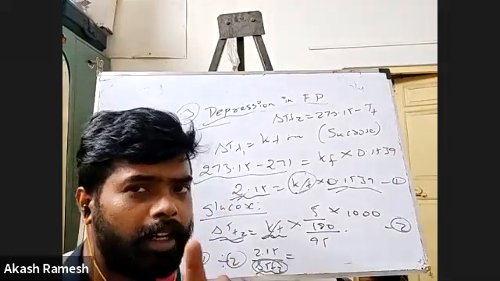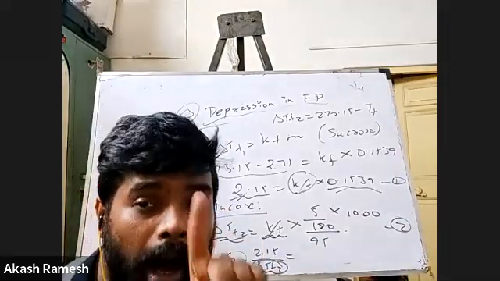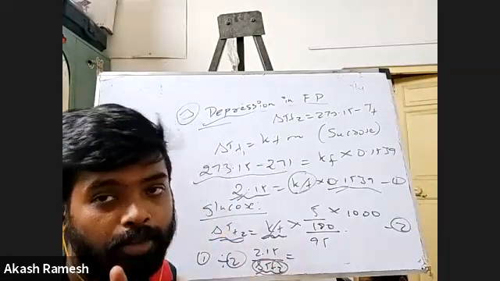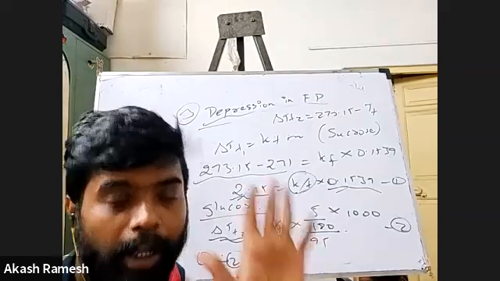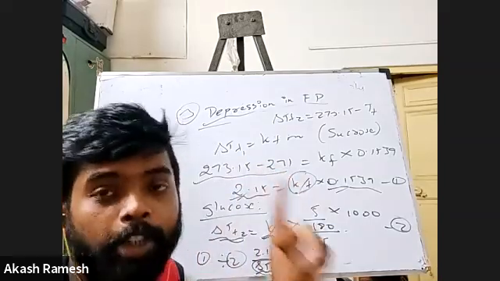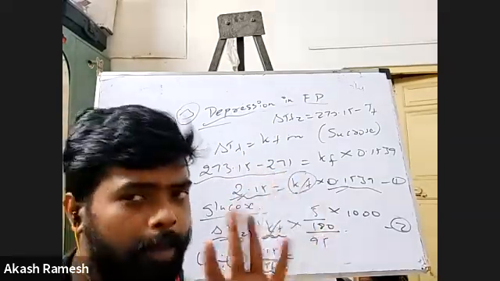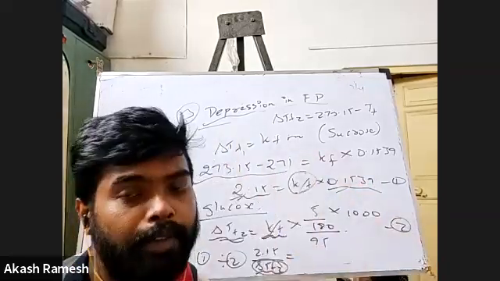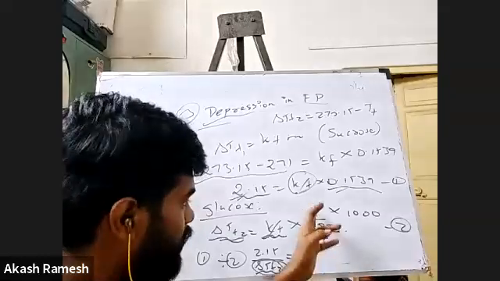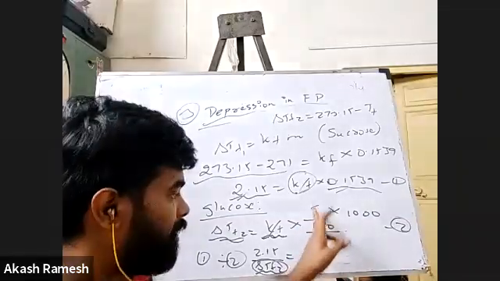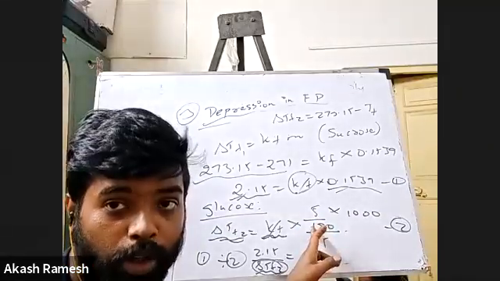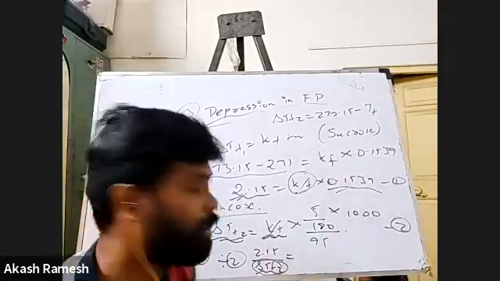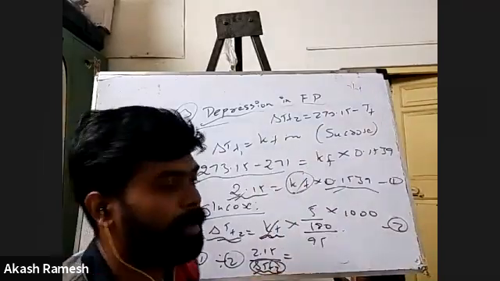They have given 5 grams per 100 grams of solution. 5 grams of glucose per 100 grams of solution. So what I can understand from that, 5 grams of glucose is present in 100 grams. Obviously, the rest 95 grams will be water. And that's exactly what I used. 5 divided by 180 is the number of moles of glucose, divided by mass of solvent, that is 95 into 1000. This alone you understand. Rest all are mathematics. That's it.